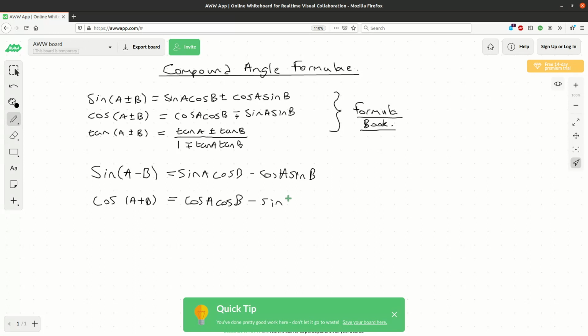And just one more bit of practice with that. Notice with the tan formula, tan A plus or minus B. Let's pick one. Let's do tan A plus B. That would be tan A plus tan B, but then over 1 minus tan A tan B. How that works is we have to pick the top ones for the plus. Top, top, top. Okay, so that's the compound angle formulae.